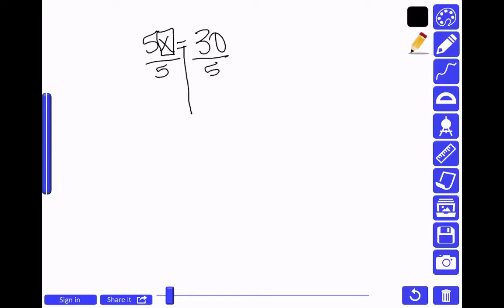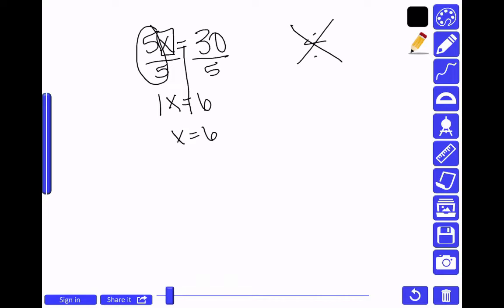I'm going to show division with a fraction bar. I am not going to use that symbol. 5 divided by 5 is 1. The x, notice, is still there. And 30 divided by 5 is 6. Now 1x equals 6 is the same as x equals 6. So there is an understood coefficient of a 1 in front of the x. So you do not need to write that coefficient. But you do need to understand that 5 divided by 5 is 1 and not 0.